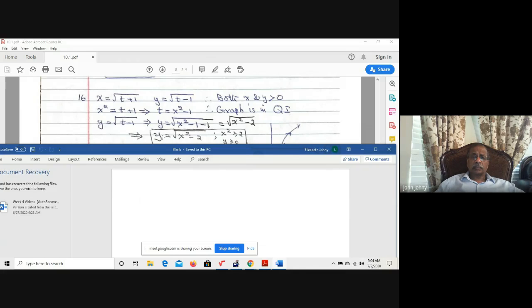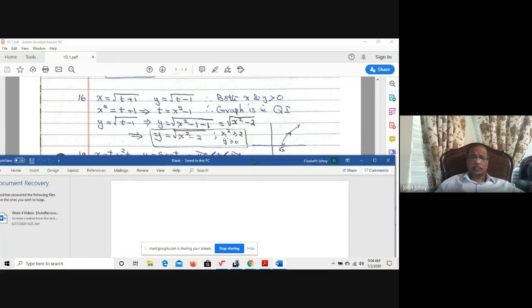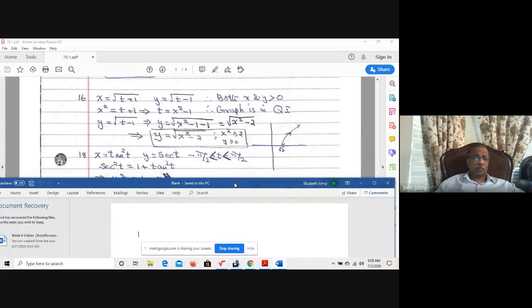And so y is equal to square root of x square minus 2. y is clearly positive, and since x square minus 2 is under radical sign, x square must be greater than or equal to 2. So this is the graph. Actually it is a parabola, but y is positive, so it is the upper half of the parabola, and the direction is given there.